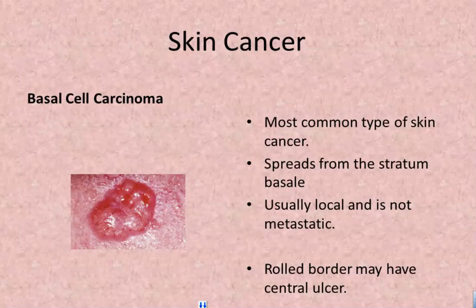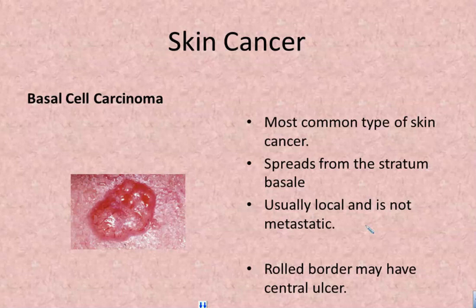So your basal cells are the most common type. I do want you to know that, the most common type. It is forming in the stratum basale, or basal stratum, whichever you want to pronounce it. Usually it's localized, meaning it doesn't spread, and usually not metastatic. That is a word I'd like you to know as well. Metastatic means it has spread to other areas of your body. So cancer becomes really deadly when it becomes metastatic, spreads to other organs.